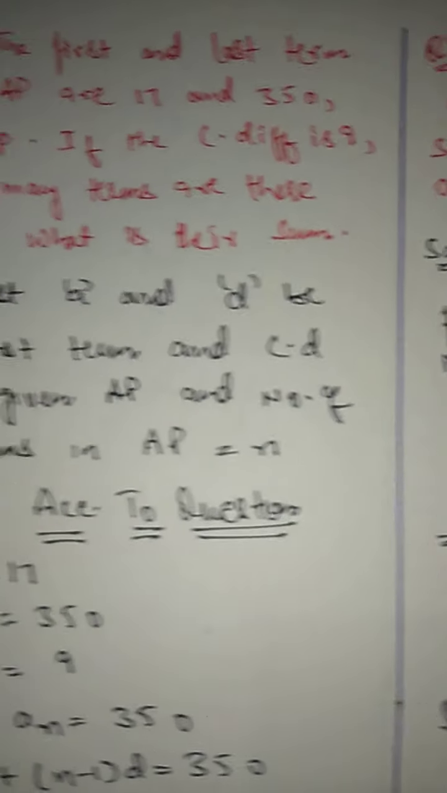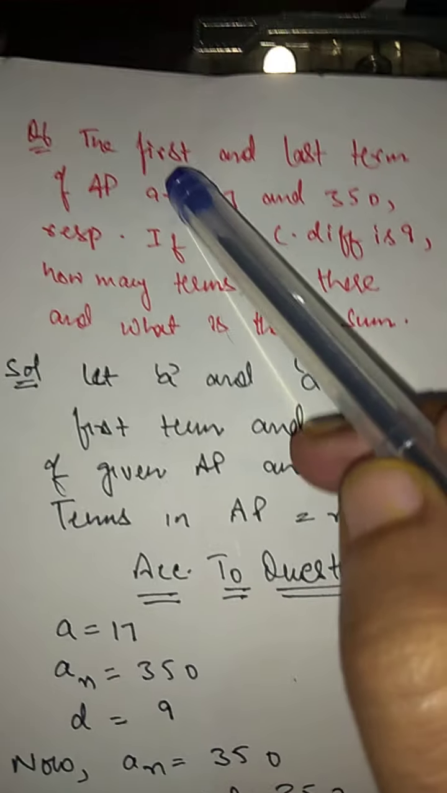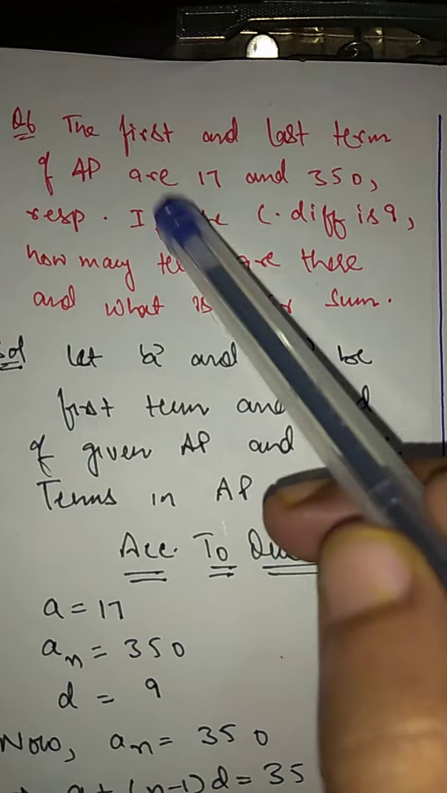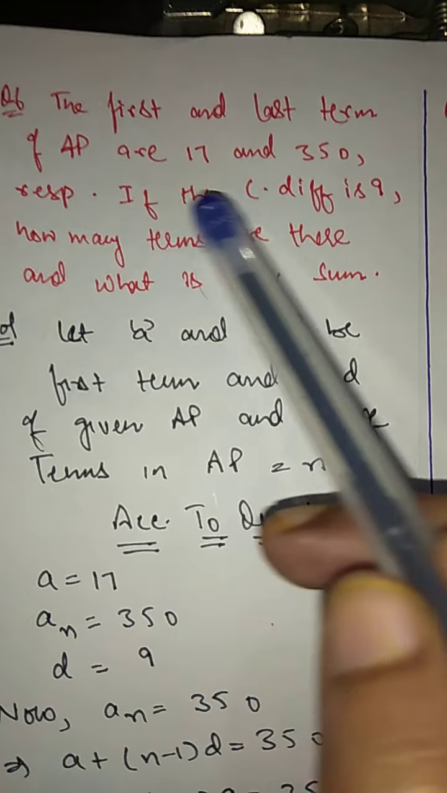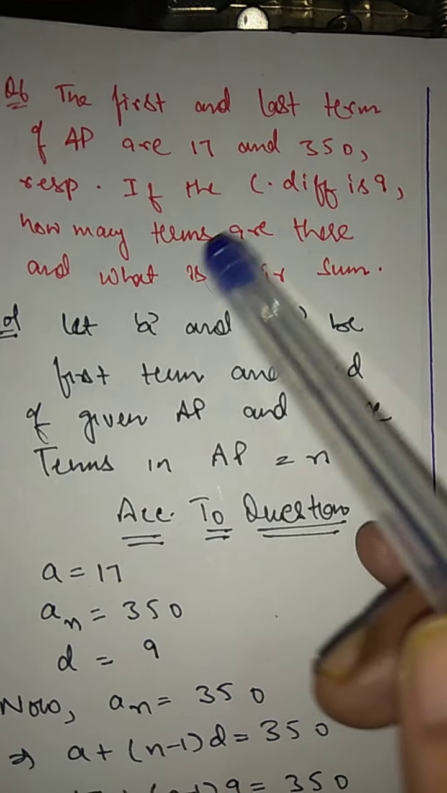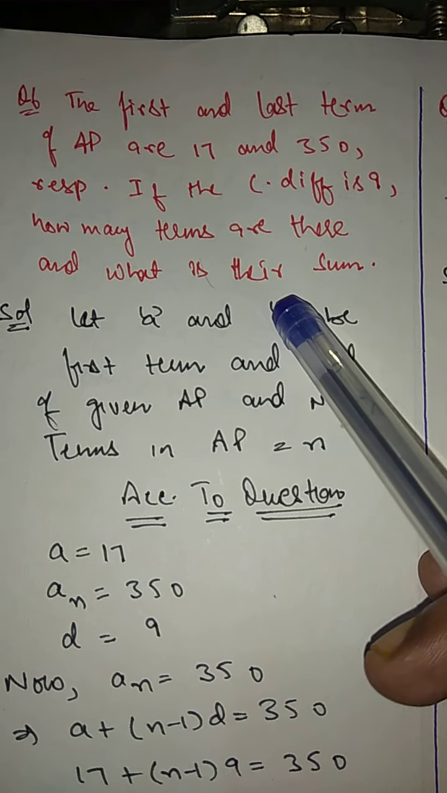So after question number 5, now let's move to question number 6. In question number 6, we are given that the first and the last term of an AP are 17 and 350 respectively, and the common difference is 9. How many terms are there? That is, we have to find the number of terms and their sum.